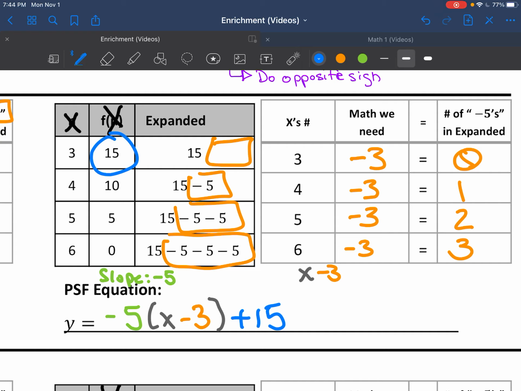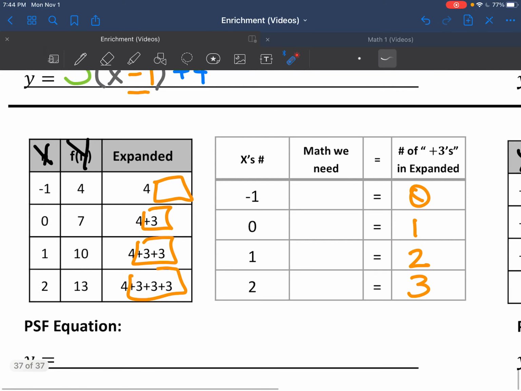Okay, again, looking at this, we started with a positive 3 for our x. X's are liars. We do the opposite sign, and we did do that. But the real reason, again, is because we want to figure out what can we do with that 3 so that we can make a 0 for the number of times we subtracted 5. Okay, this is just a fun way to try to remember it.